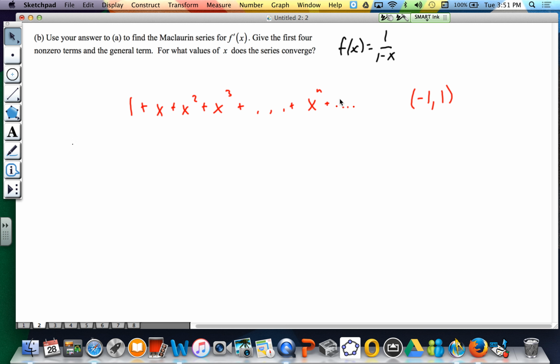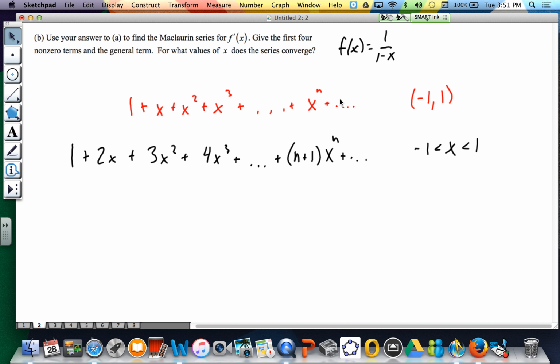Let's look at the derivative here. 1 plus 2x plus 3x squared plus, here I guess 4x to the third plus dot dot dot plus. You all like to start at 0, so we would have an n plus 1 times x to the n plus dot dot dot. And our first interval of convergence here would be negative 1 to 1, but again, we must check our endpoints.